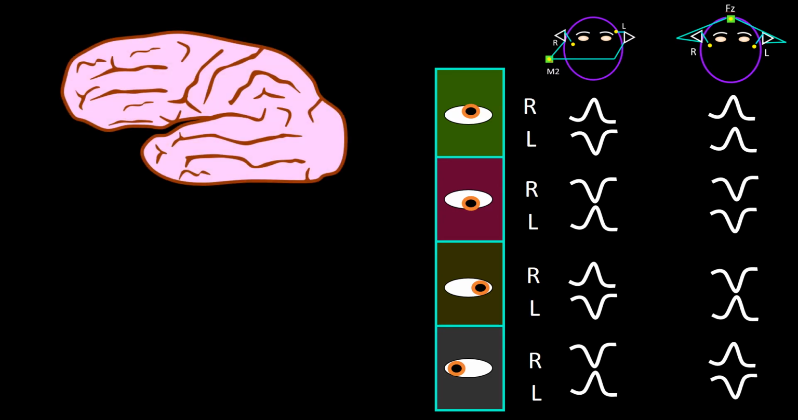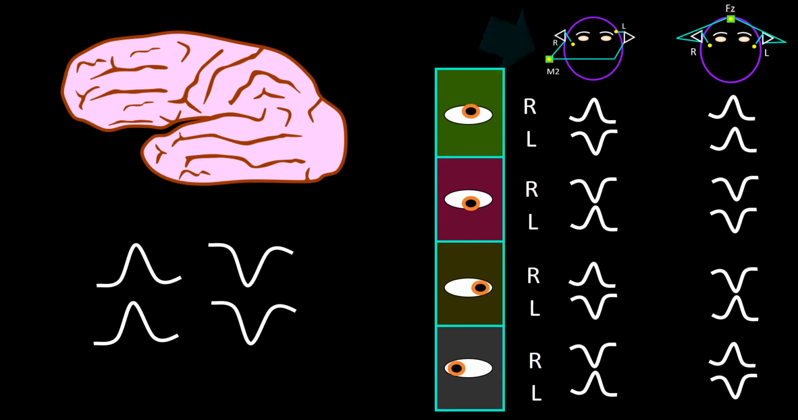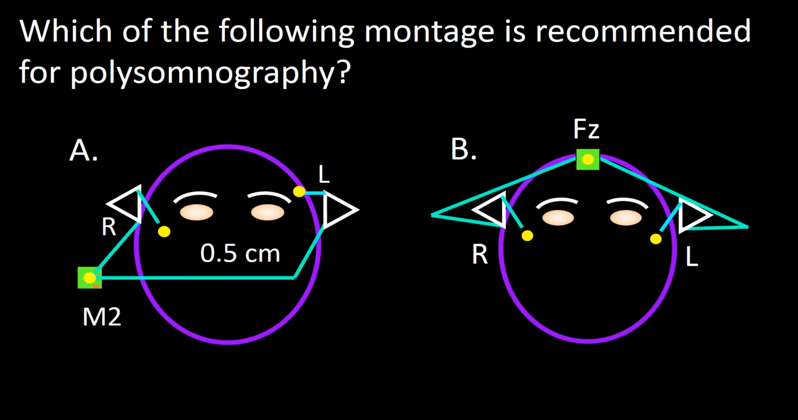Now I have added the brain to this frame. And under the wave generated by the brain, notice that they are always in phase. The fact that the eye montage using the mastoid as a reference and one lid above and one below the side of the eye always produces out-of-phase deviation makes distinguishing eye movement from brain activity very easy. So the answer to this question is A.